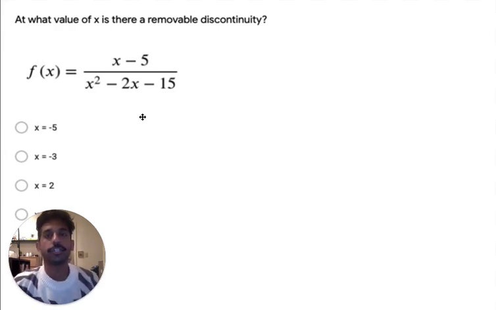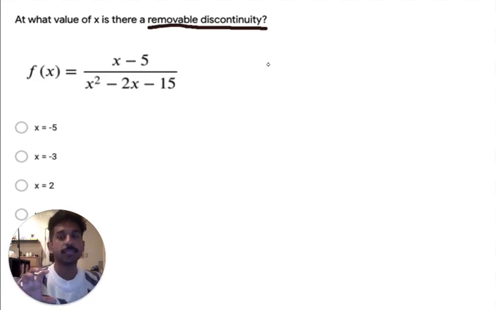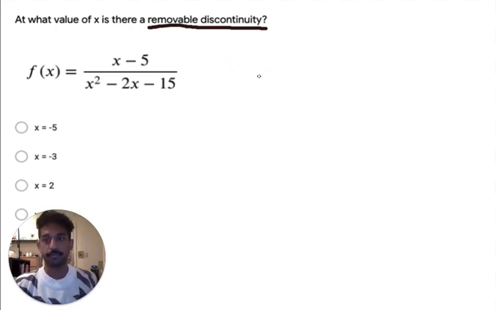Alrighty, this question is asking us, at what value of x is there a removable discontinuity? Now, if you remember from today's lesson, a removable discontinuity is one where we can factor something and then take it out, because the something is the same on the top and the bottom of our equation. Here we have a function, f of x equals x minus 5 over x squared minus 2x minus 15.